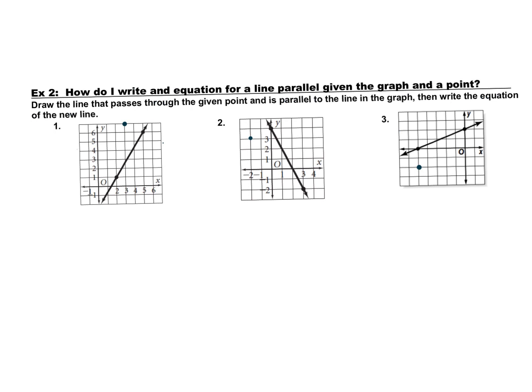All right, in example number 2, it says, how do I write an equation for the line parallel given the graph and a point? So we need to draw a line that passes through this point right here, given the point, and is parallel to this, and then we need to write an equation for that. First, let's find the slope, because we're going to need that in order to write our equation. Remember, slope is rise all over run. So I'm going up 1, 2, 3, 4, 5. So I went up 5, and then I went over 3. So my slope is 5 all over 3.